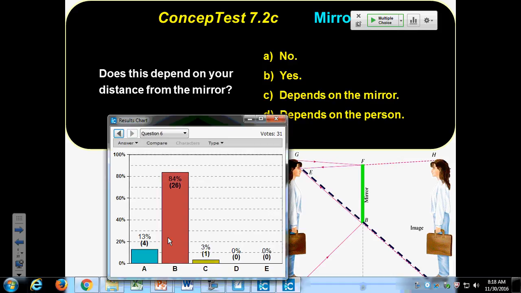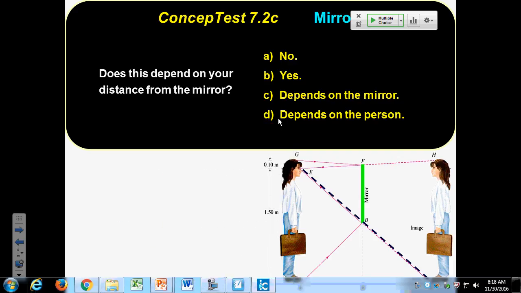Okay, the answer here is A, that it doesn't depend on the distance from your mirror. That in fact, if you have a mirror and you move away from it, it doesn't change how much of you see in the mirror. You can try this, go in the bathroom and say, well, my head is right here and my legs are right here, and then back up, and you'll see that you don't change the amount of you that you see in the mirror. It doesn't depend because the rays are still going to trace out exactly the same way, just at different angles.